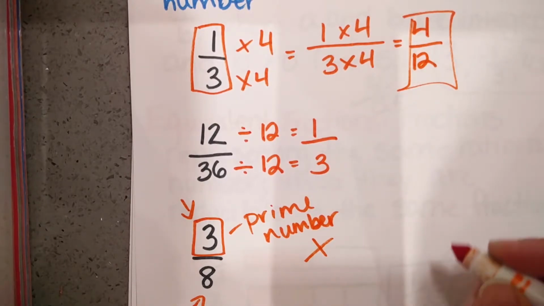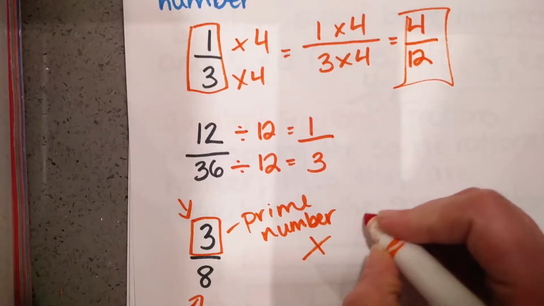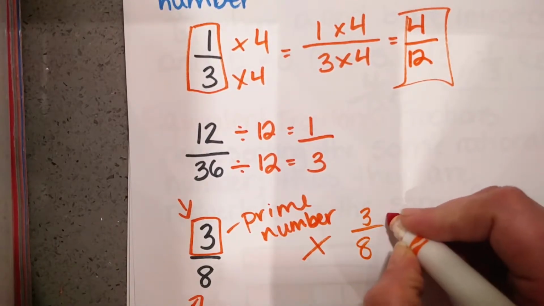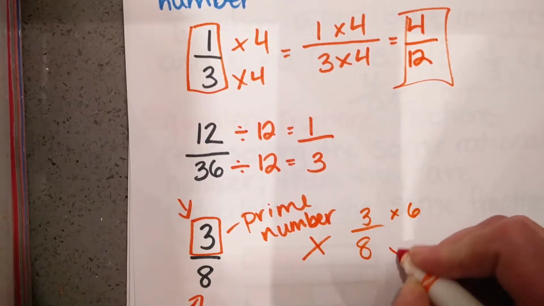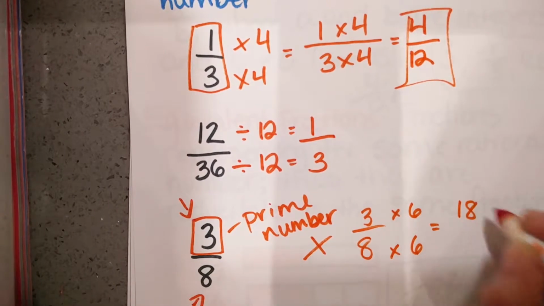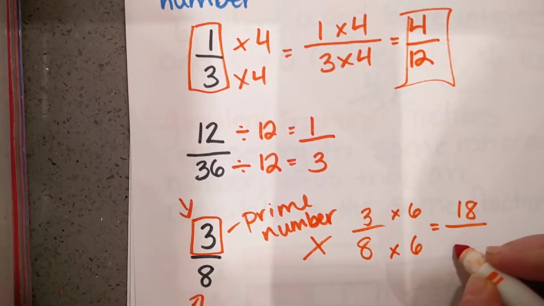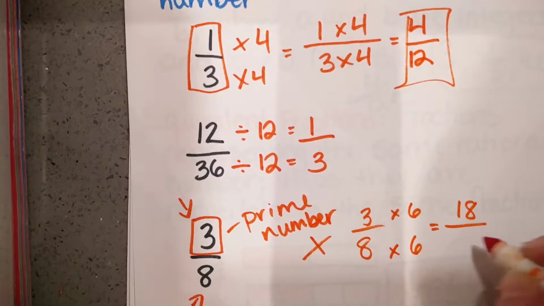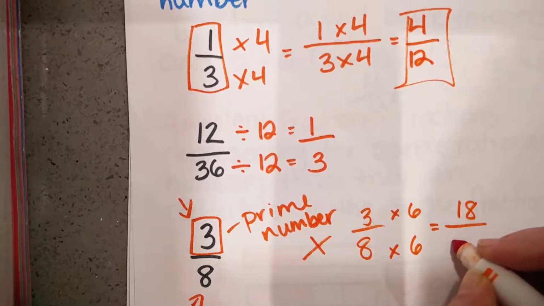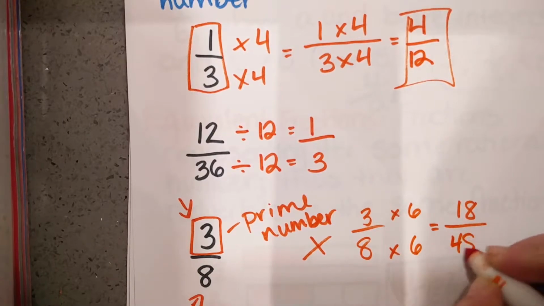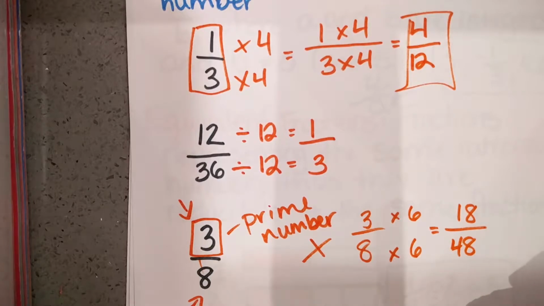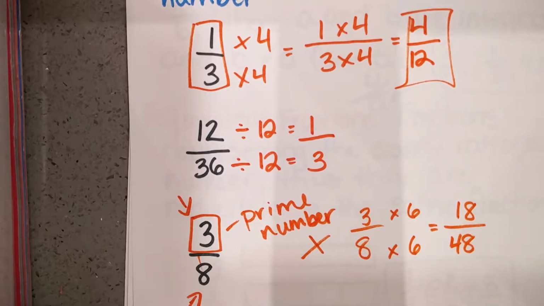So for example, say I just want to multiply them by 6. So I'm going to take 3/8, and I'm going to multiply the top by 6, and I'm going to multiply the bottom by 6. 3 times 6 gives me 18. 8 times 6 gives me, what is 8 times 6? I should know this right away. 6 times 8, 48. So I can say that 3/8 and 18/48 are equivalent fractions.